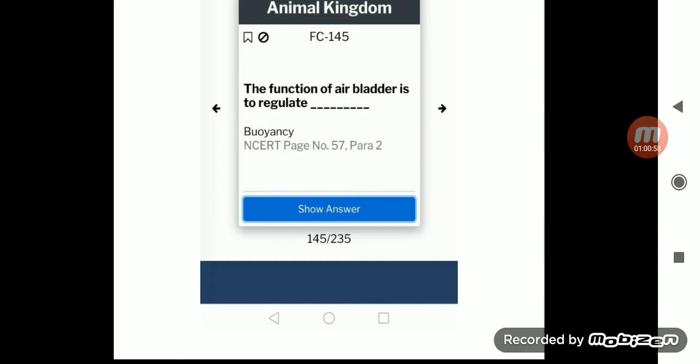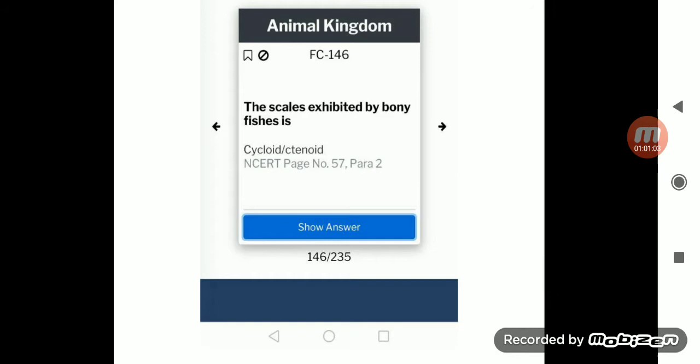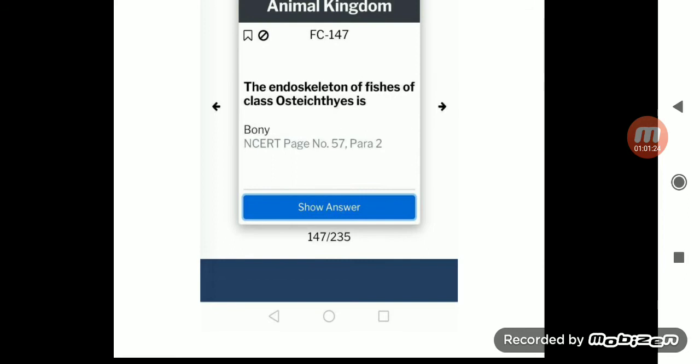The scales exhibited by bony fishes are cycloid and ctenoid. The endoskeleton of fishes of class Osteichthyes is bony.